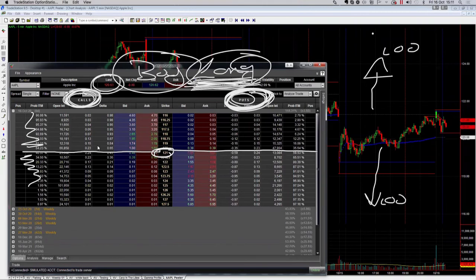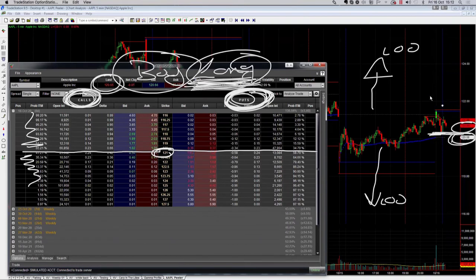Why 100? Because we control 100 shares on the option. So let's just say that we've got our trade. It's going to trigger. I'm going to buy the first strike below the low, because I want to short. We're at $120.65. We've got the 120 strike below.